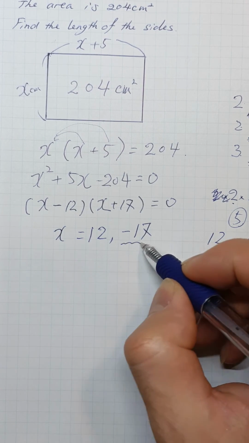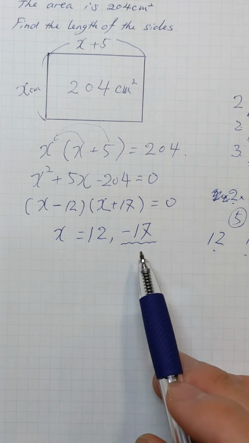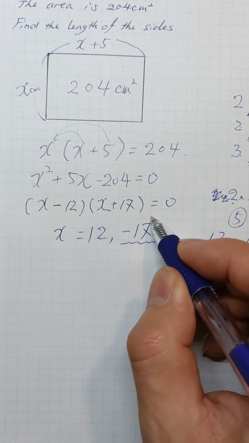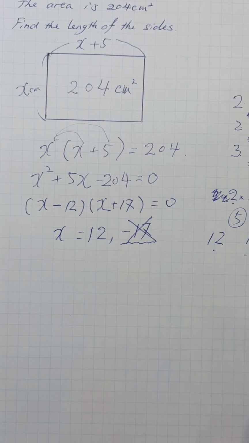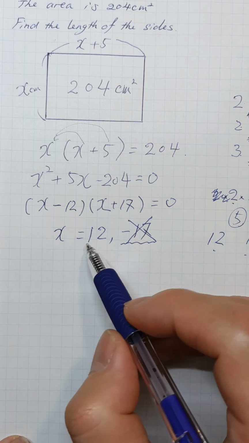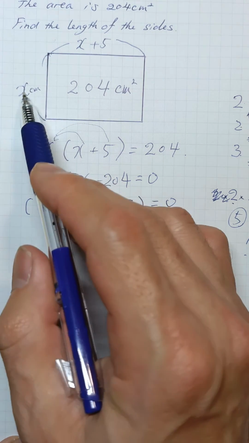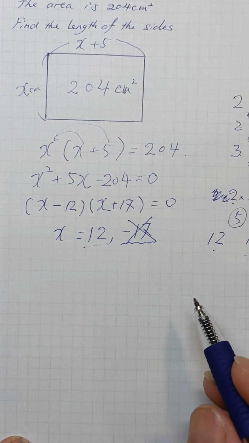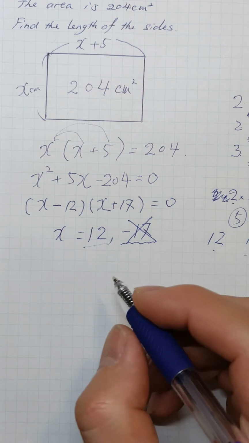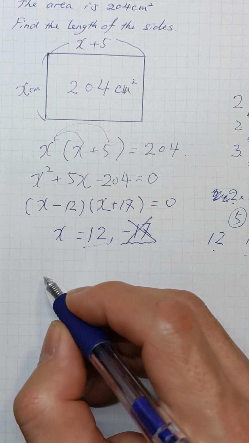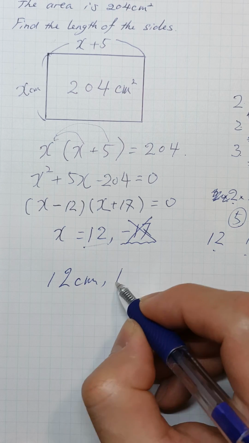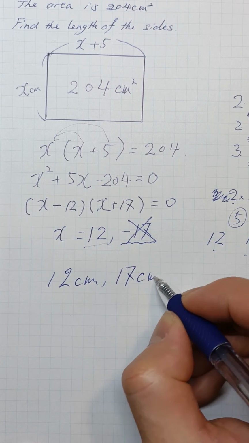However, can you make negative 17 a solution for this one? We can't have a negative as a length, isn't it? So when x equals 12, this side is 12, right? And then this length is 12 plus 5, which is 17. So the answer is 12 centimeters and 17 centimeters. Done.